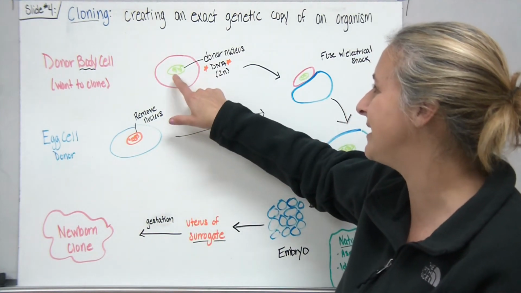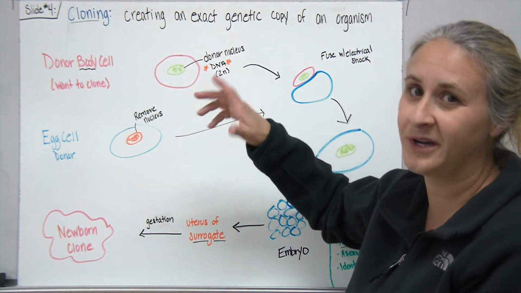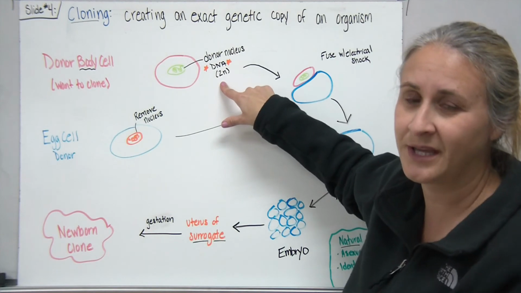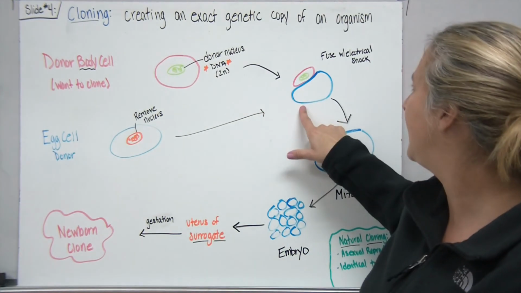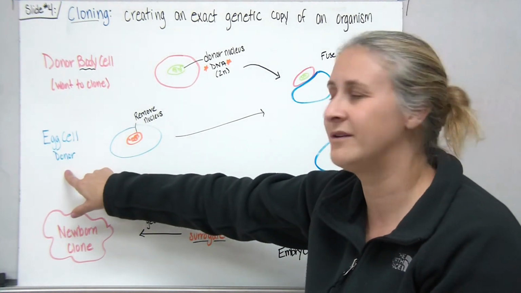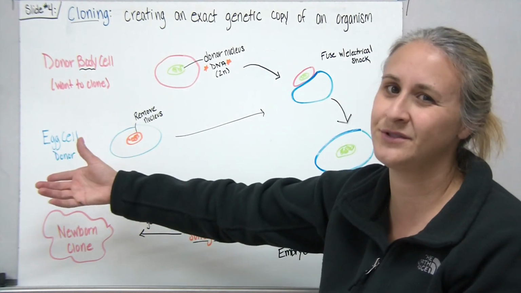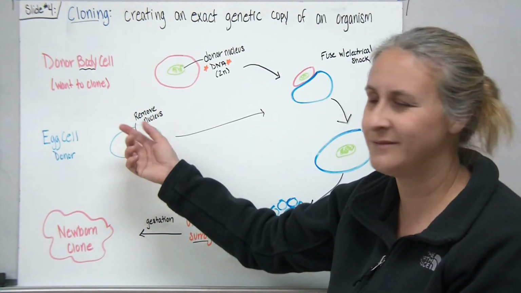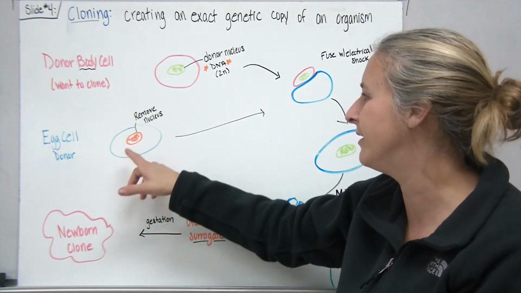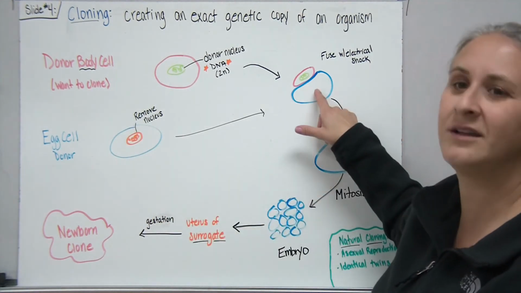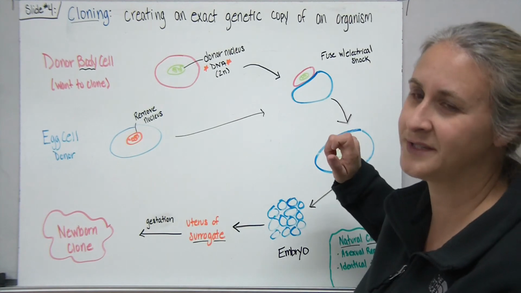So we're going to take a body cell from a donor, the person that we want to clone the DNA from, and we're going to extract the nucleus. We're going to get the DNA out of the nucleus, and we're going to combine that with an egg cell from a donor. Now, the egg cell donor, all we want is the egg cell from them. We don't want their DNA. We're going to get the DNA from our other donor. So we're going to remove the nucleus from the egg cell, so we just end up with a shell of an egg, not the nucleus inside.